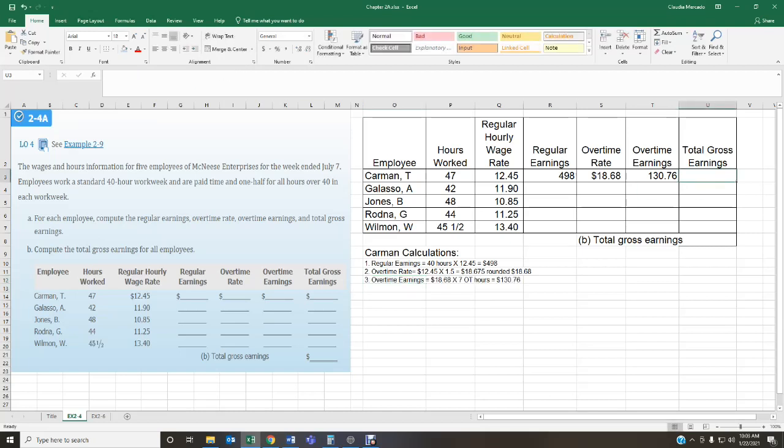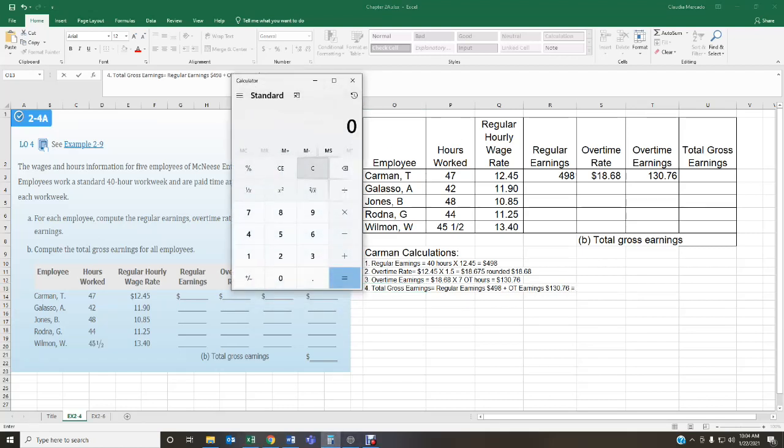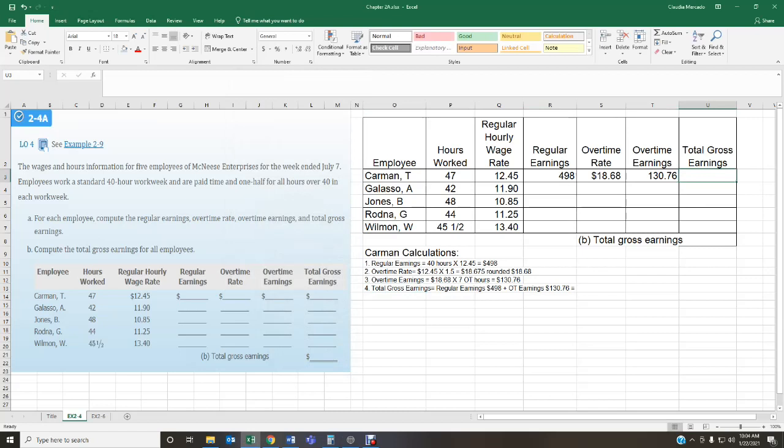And then your total gross earnings is going to be your regular earnings of $498 plus your overtime earnings of $130.76. Let's see what that gives us. So that's $498 plus $130.76, which gives me $628.76. So I went step by step for Carmen. That way you could see each of the calculations, how they're done.